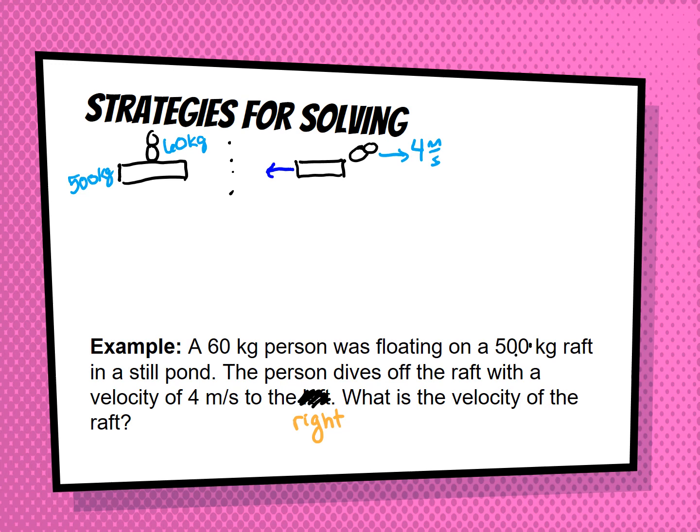So before we have the person and the raft, so P1 and 2, I'll call the person object 1 and the raft object 2, and that's going to equal P1 prime plus P2 prime. Before the person jumps off, we have a hint. It says we are in a still pond, so there's no current pushing the raft in any direction. So the momentum of the person and the raft before they jump is 0.